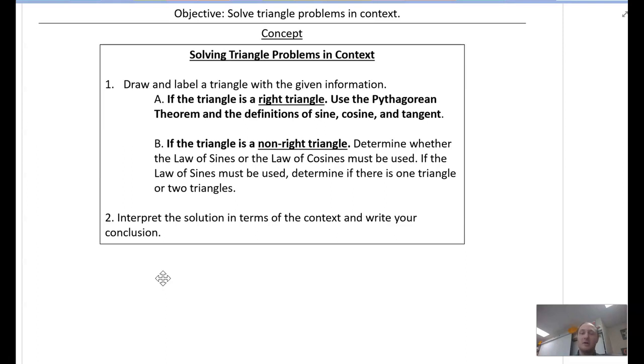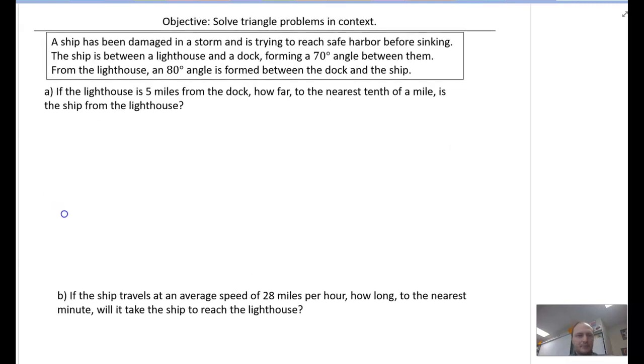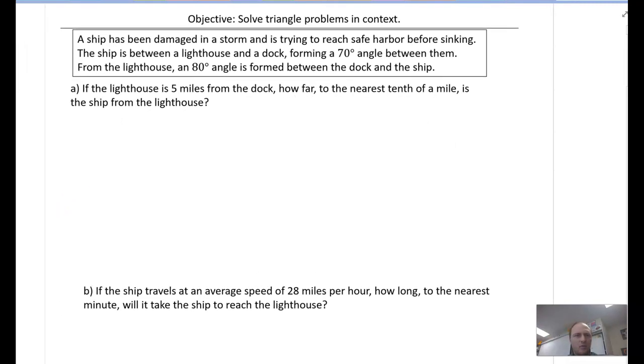If the triangle is not right, we have to determine whether I am going to use law of sines, meaning I have a relationship between an angle and a side, or whether I have to use law of cosines. Then step 2 says interpret the solution in terms of the context and write your conclusion, meaning we have to write a complete sentence. Let's look at our first example. I recommend annotating, always highlighting or underlining key information.